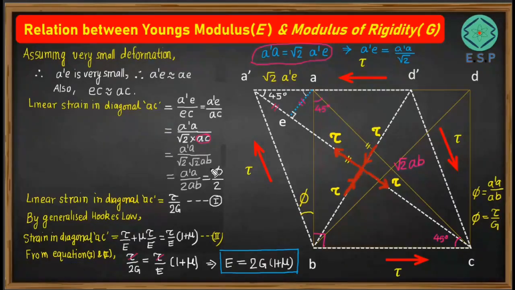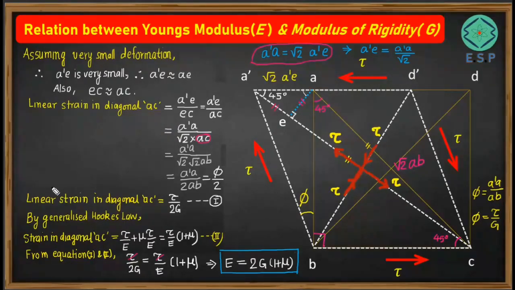Now A dash A by AB, that is the lateral displacement divided by the distance of that particular layer from the fixed layer, is nothing but shear strain. So we got A dash A by AB as the shear strain, that is phi, this angle. So we got phi by 2, but shear strain is nothing but shear stress divided by modulus of rigidity. So instead of phi I have put shear stress by G. So we got shear stress by 2G as the expression for linear strain in the diagonal AC.